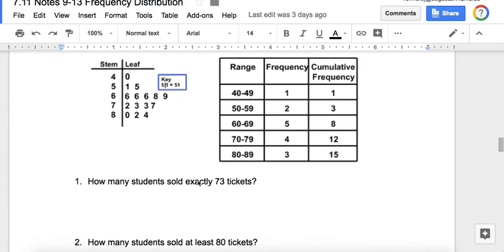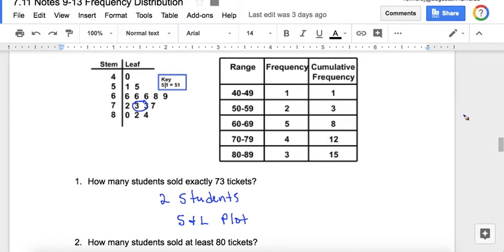So how many students sold exactly 73 tickets? Sorry. So if you look here, I can see that there were exactly 2 students. I can't tell based on this, because I know 73 tickets is between here, and I know 4 students sold between 70 and 79. I can't tell exactly how many sold 73 tickets. So you would write 2 students in stem and leaf plot, and I abbreviated there SNL plot. Okay, I'm going to move on to the next question.